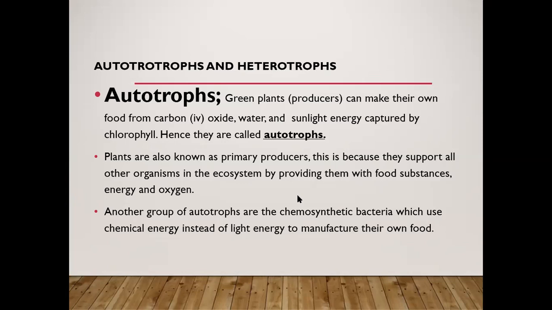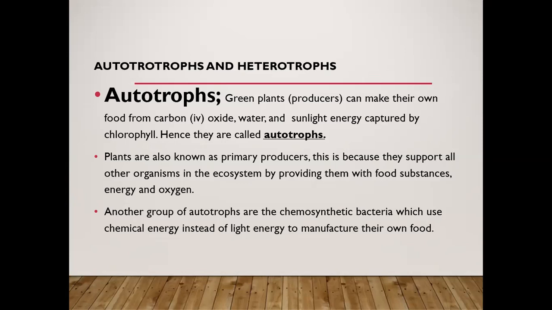Okay, another group of autotrophs are chemosynthetic bacteria. So you can say that the two types of autotrophic nutrition that we have are photosynthesis and chemosynthesis. Green plants carry out photosynthesis, while bacteria carry out chemosynthesis. And what do these bacteria do? They use chemical energy, hence the word chemo.